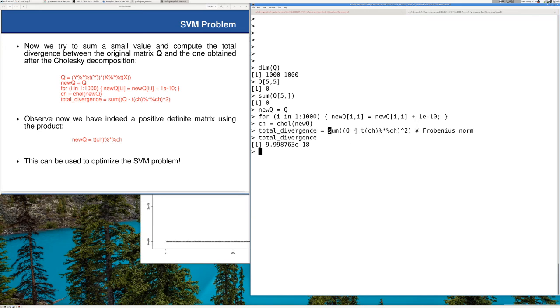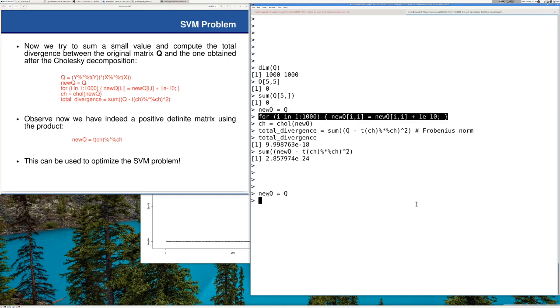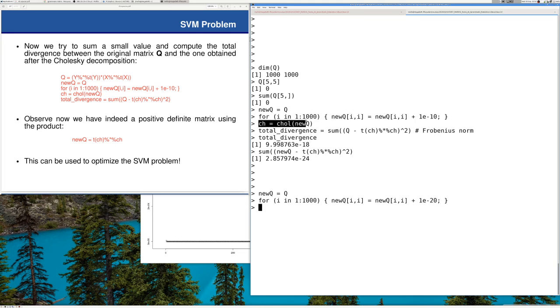So to show that this is the same as mu q, I could compute its difference to mu q in terms of the Frobenius norm. Take a look, also a numerical 0, of course. If you are not comfortable summing up 10 to minus 10, you can come up with a smaller epsilon, like 10 to minus 20, for example. Let's see what happens. Can I compute my Cholesky decomposition?